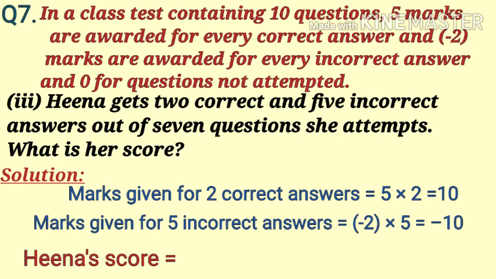And now her total score, Hina's score is equal to 10 plus minus 10. We will add both scores, it will be 10 plus minus 10 and that is equal to 0. So this was the solution of question number 7.